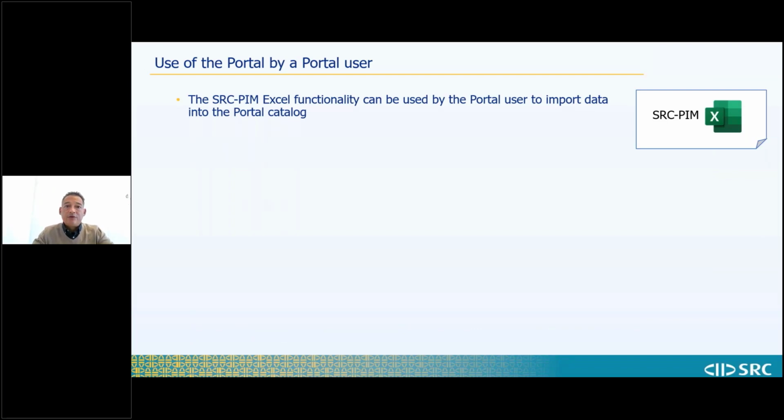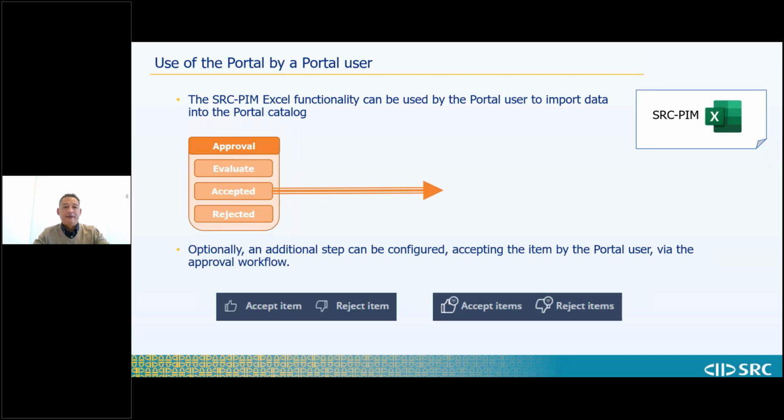The portal user can also use the SRC PIM Excel functionality to import or export the data from the portal catalog. And it's also possible to introduce an approval workflow for the specific partner, so that the partner at the end, once an item has been completed, also needs to accept the item before it's going to be presented to you and your organization.